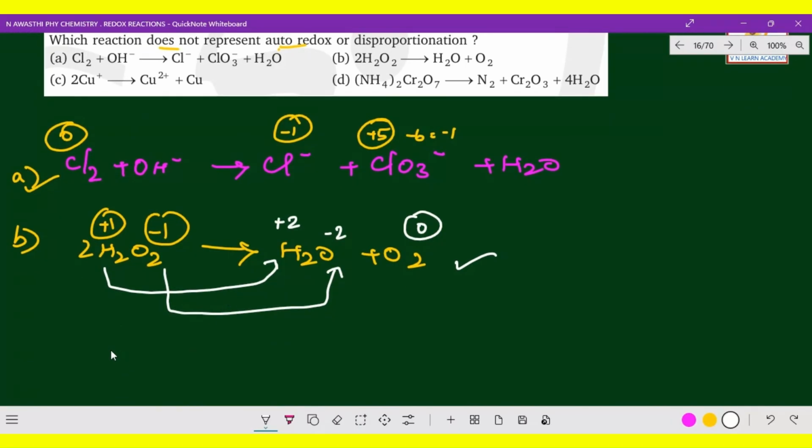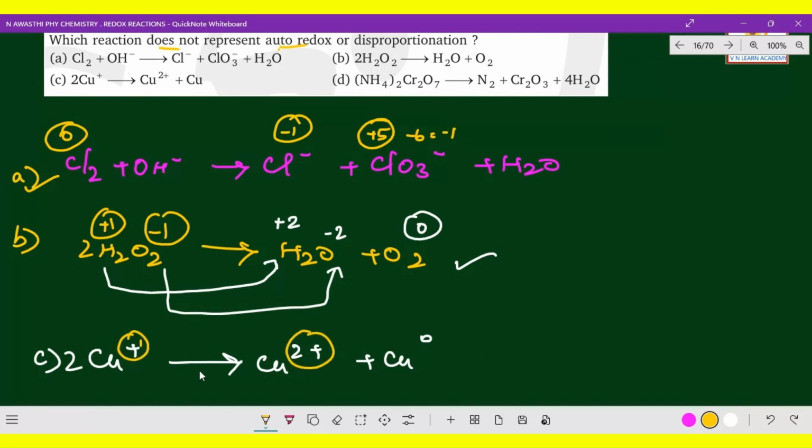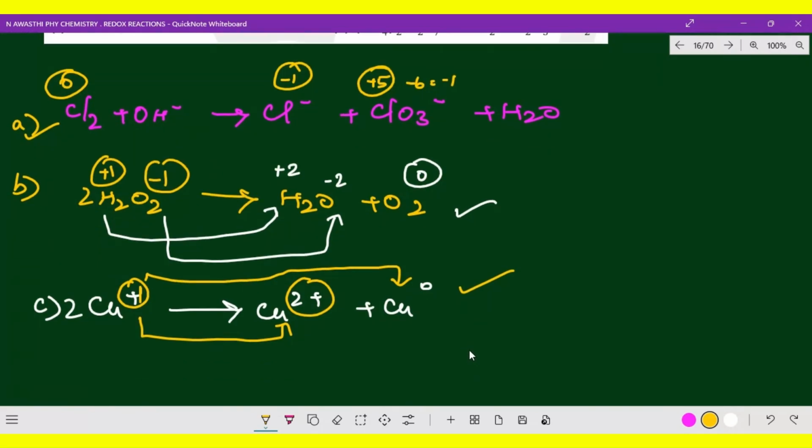Next one, option C: 2Cu plus, that is 2Cu+, it gives Cu2+ plus Cu. So this is elemental form 0, and here this is plus 1, it has been mentioned, so this is plus 1, and here 2 plus. So this is both oxidation and reduction. Plus 1 is converted to plus 2, plus 1 is converted to 0. So both oxidation and reduction have taken place. So this is also an auto redox form.